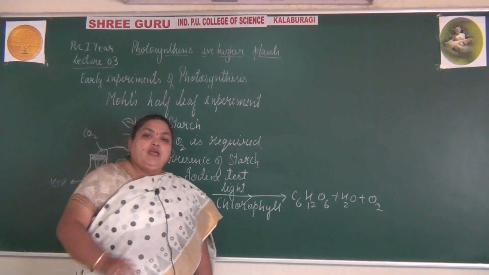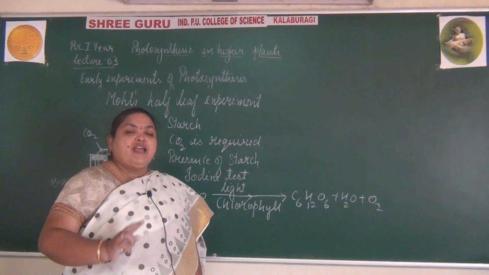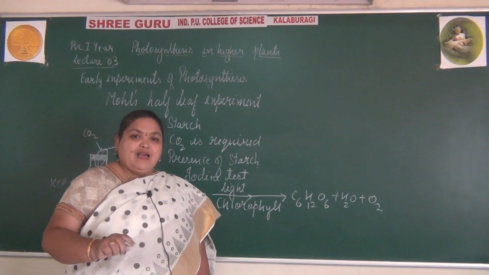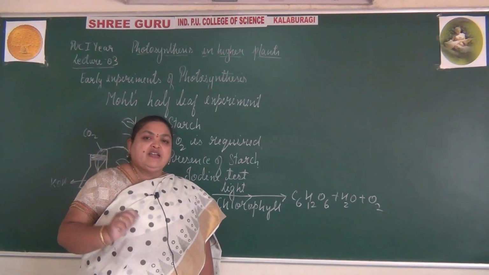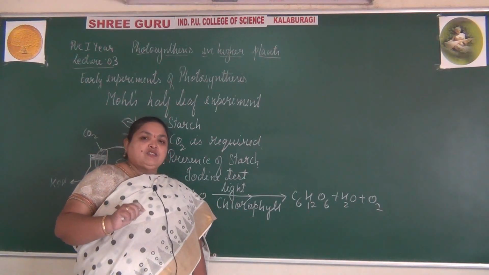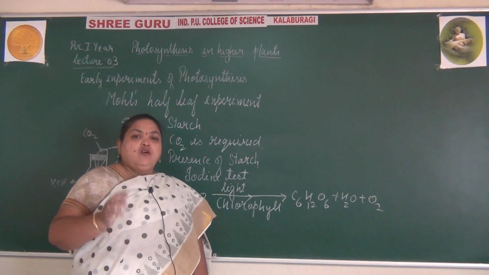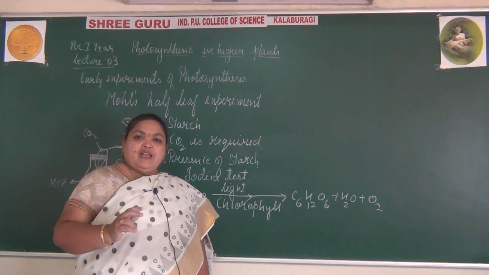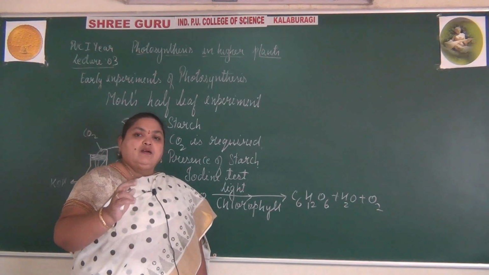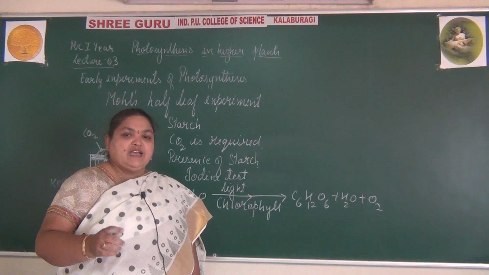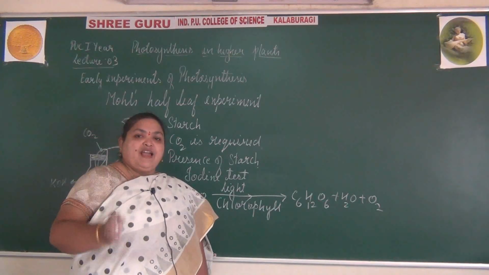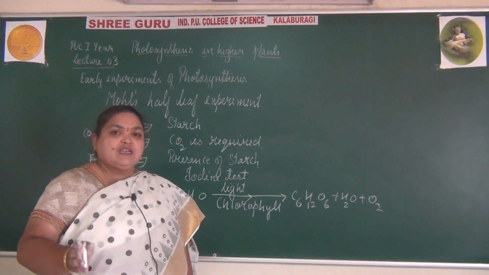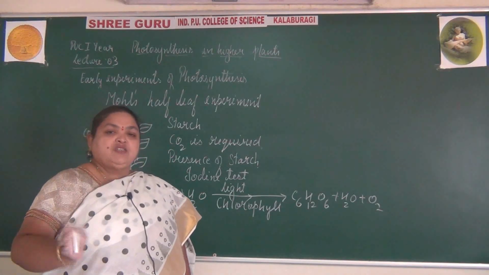We will proceed to the two reactions. There are two reactions in the process of photosynthesis: the light reaction and the dark reaction. What are the light reaction and the dark reaction? In the light reactions, there are three main steps: photoexcitation of chlorophyll molecules, photolysis of water and photophosphorylation. How the process of photosynthesis occurs, we will deal with in the next class, with the light reaction and the dark reaction.